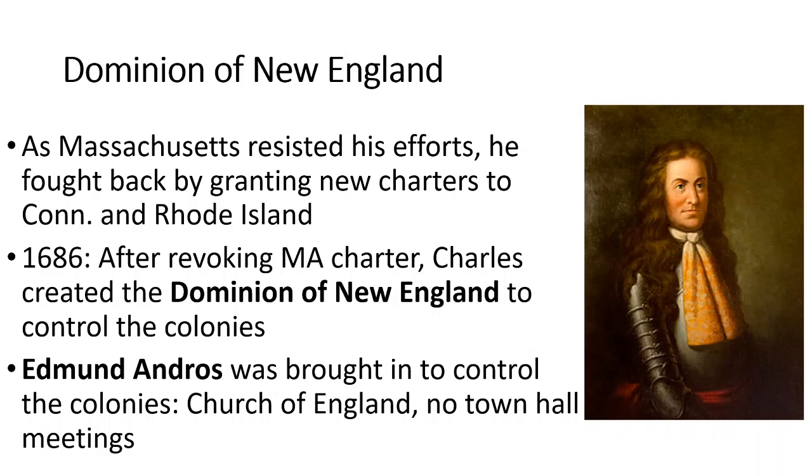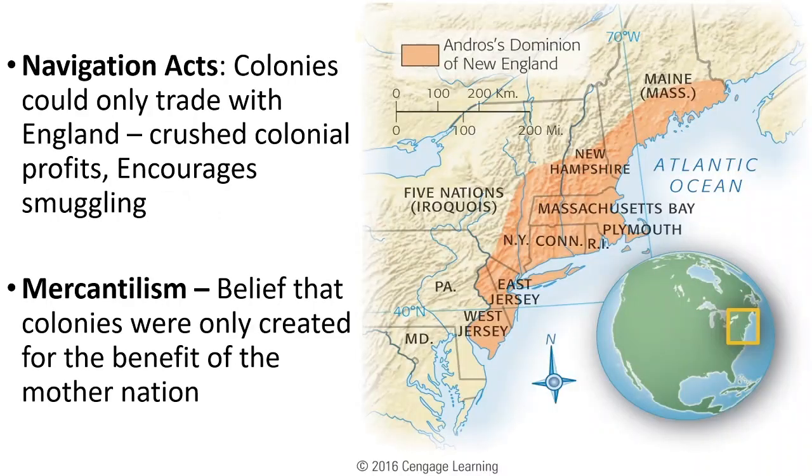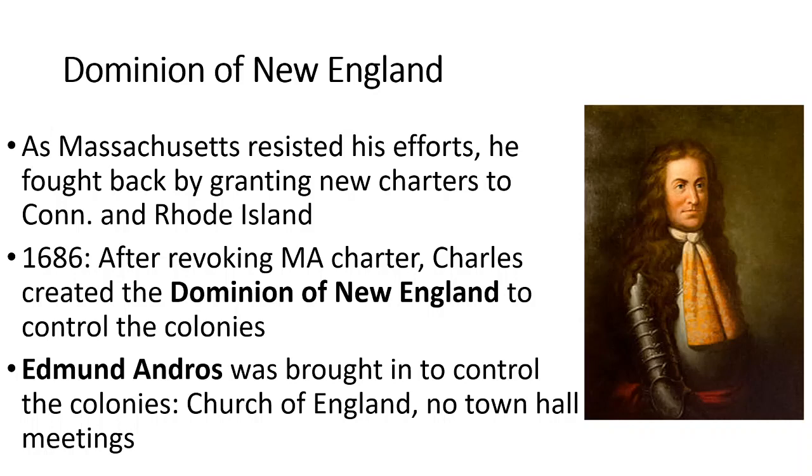But then he revokes their charters and creates the Dominion of New England. Now, looking at the map here, you can see that all those colonies were put under the control of a man named Edmund Andros in this picture. So Edmund Andros was brought in to control the colonies. First, he forced all of them to attend the Church of England, which is not only submitting to the king's authority as a religious leader, but also undoing the entire reason why these groups came to settle in the New World. This got rid of their way of worshiping exactly how they saw fit. Second, by getting rid of their town hall meetings, he was able to stop them from also expressing themselves politically.